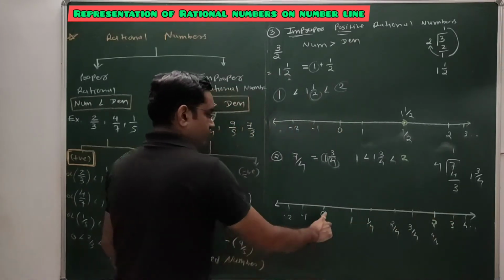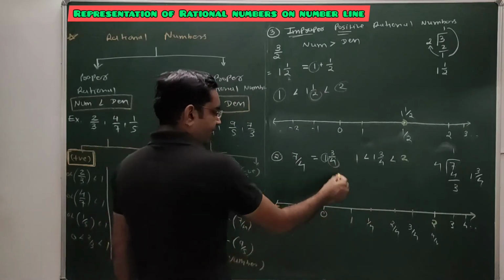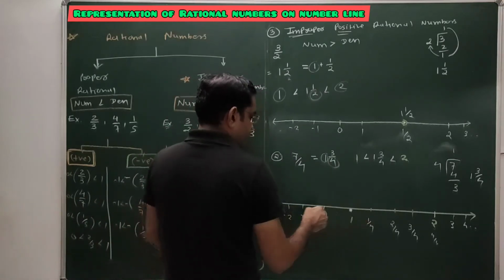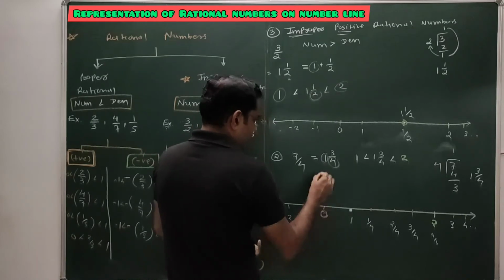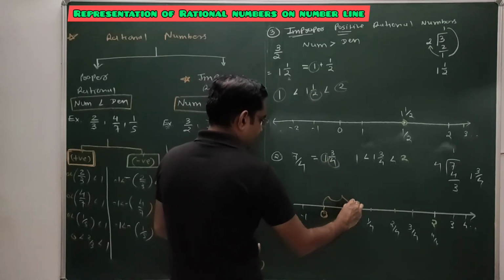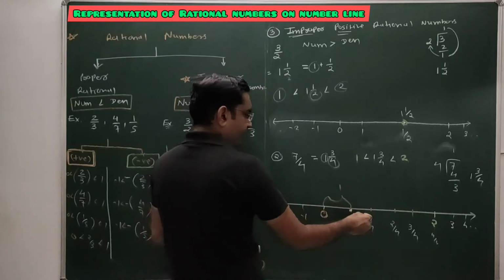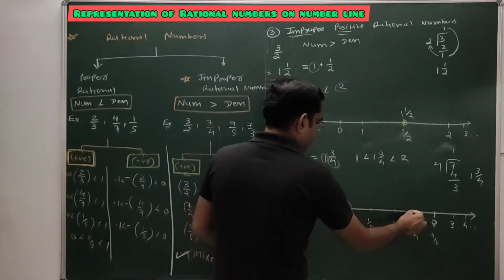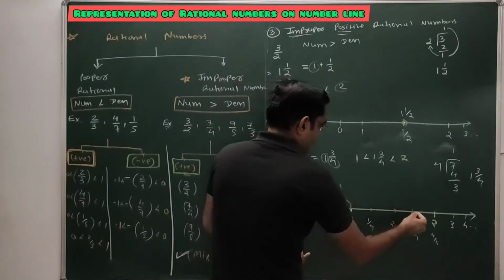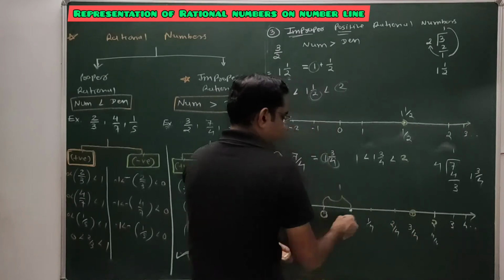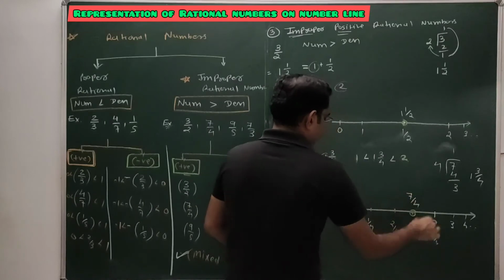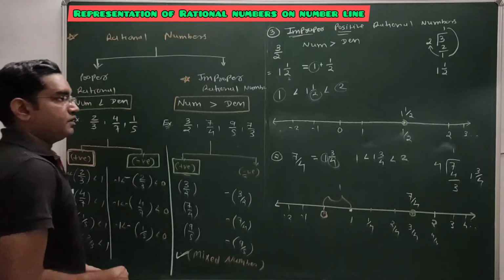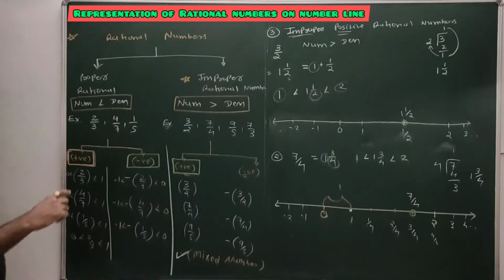Done. So it's 1, 1 plus 1. So 1 integer, from here to here is 1, isn't it? This is 0. So 1 integer from here to here is 1, plus 3/4, 1/4, 2/4, 3/4. So this is 3/4. So this is the number 1 integer 3/4, which is nothing but 7/4. Clear students? So this is how you can represent improper positive rational numbers on number line.